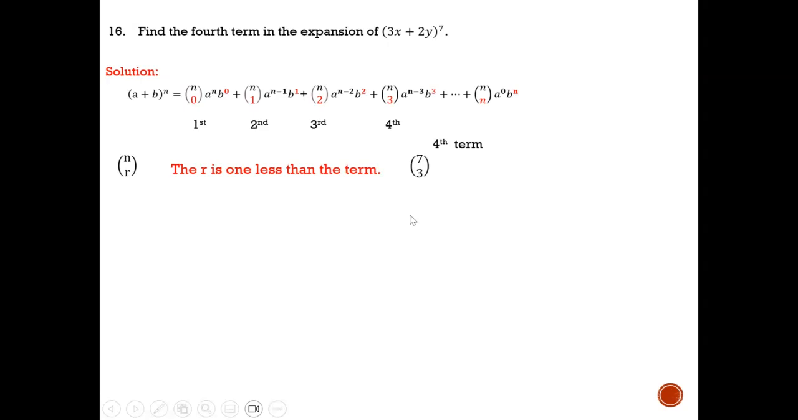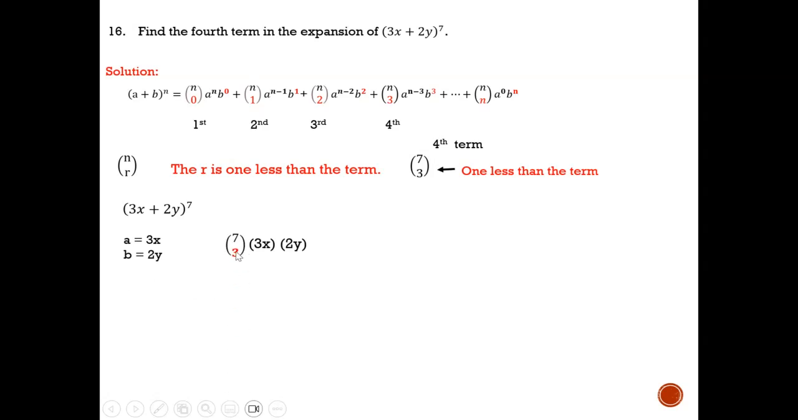So, right, we're looking for the fourth term. We know it's going to be combination 7, combination 3. Because the n is always the same. So if it's 7, it's going to be 7. And for the r, it's always going to be 1 less than the term. So for the fourth term, it's going to be 3. Now, A is 3x according to the formula, and B is 2y. We have 3x and 2y, right? That's my A, my B. So the combination will be 7 combination 3, right?